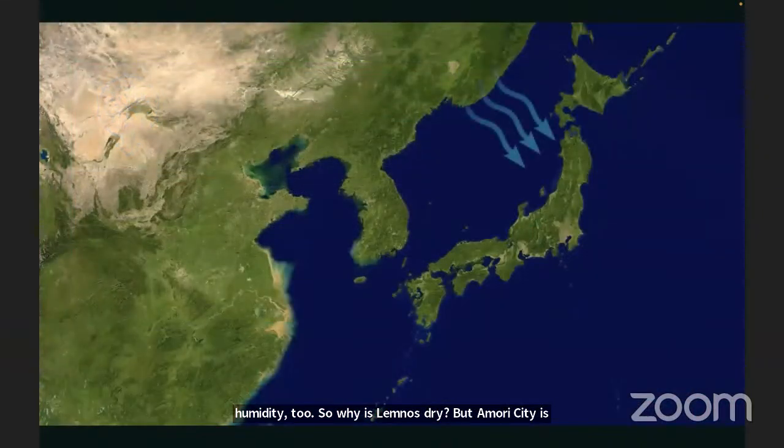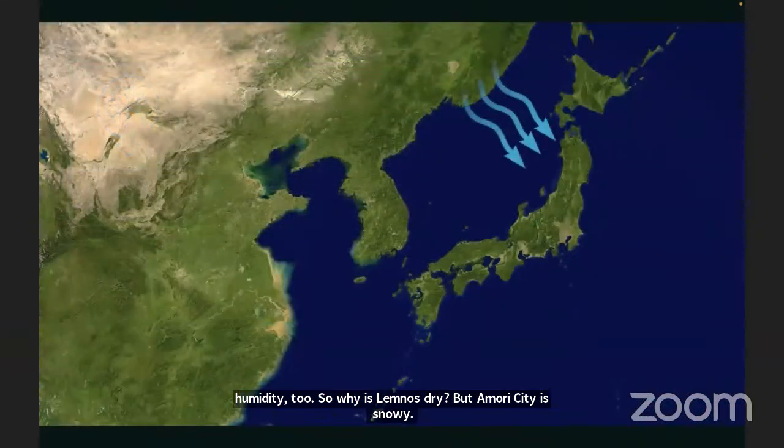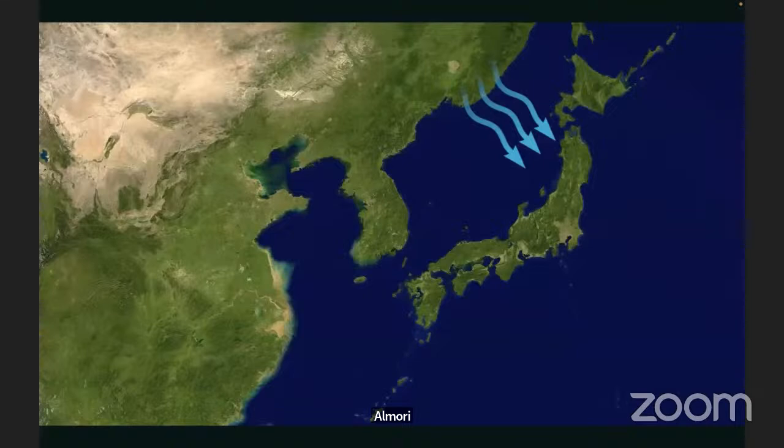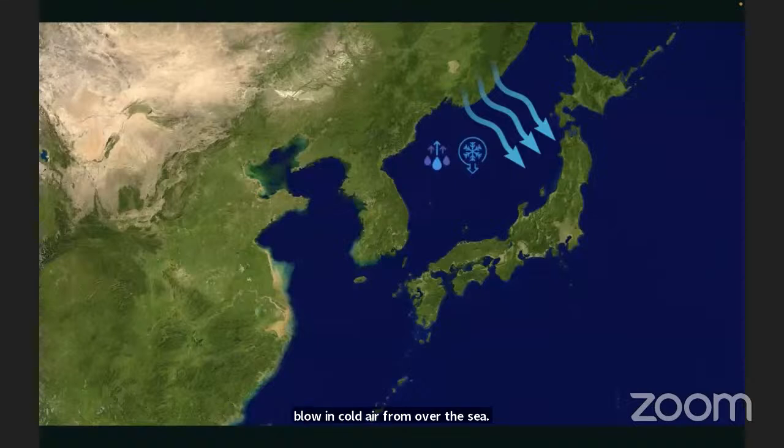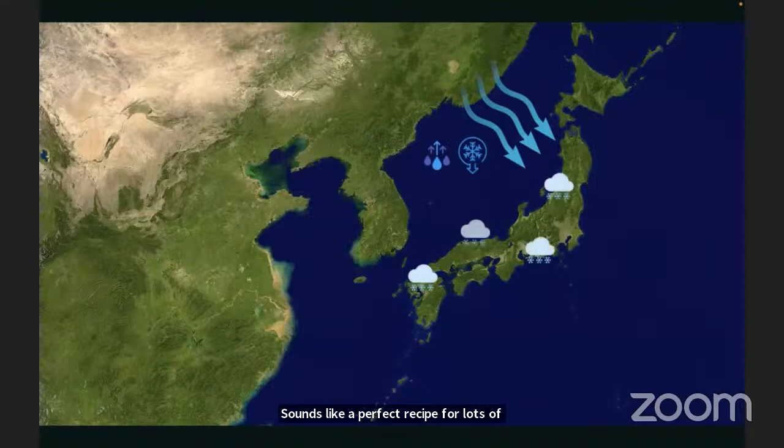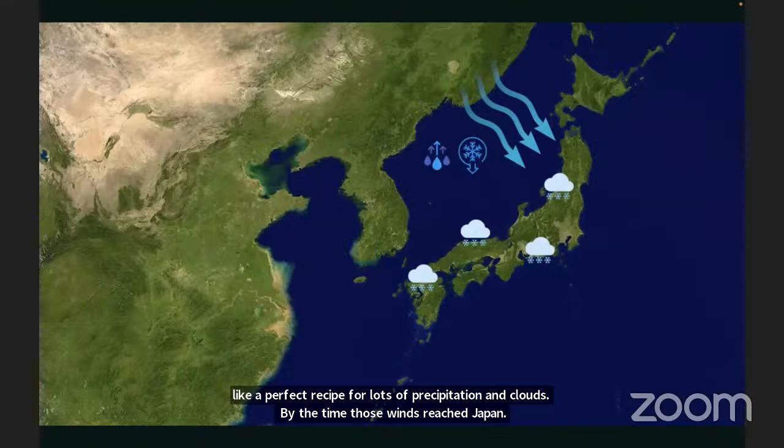Aomori City receives prevailing northwesterly winds that blow in cold air from over the sea. Cold air plus lots of humidity? Sounds like a perfect recipe for lots of precipitation and clouds by the time those winds reach Japan. In fact, those prevailing winds are why Japan is the snowiest country on Earth.